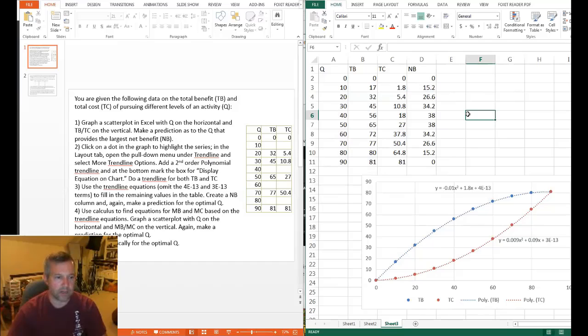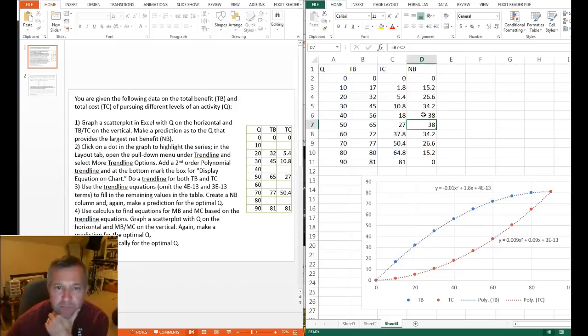So let's see, I did that, create a net benefit column, and again, make a prediction for the optimal Q. It looks like the highest net benefit was at both 40 and 50 and get 38 units of happiness, I guess. So between 40 and 50, somewhere in here, well, I get the same amount of net benefit here as I do here.